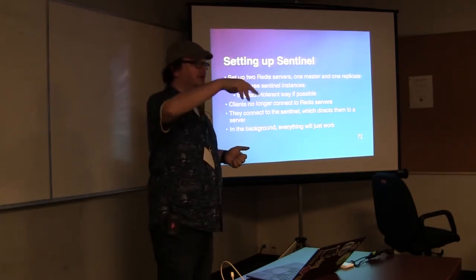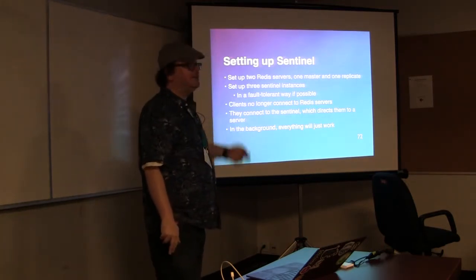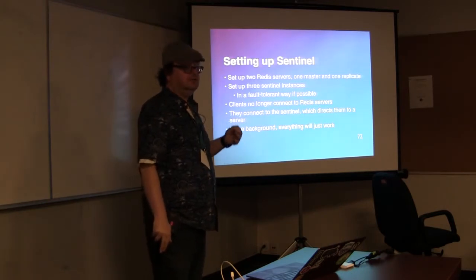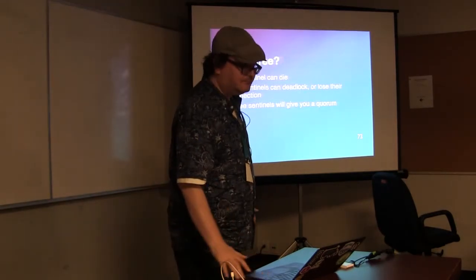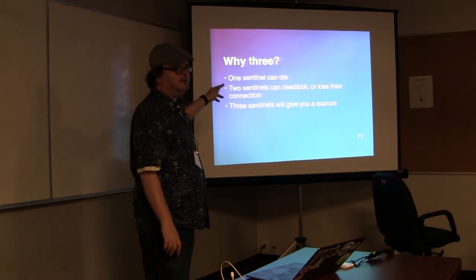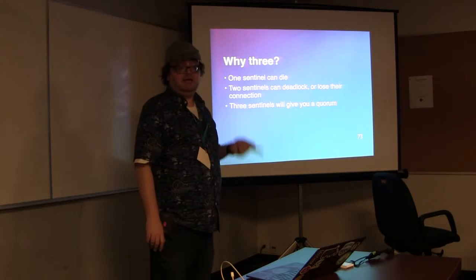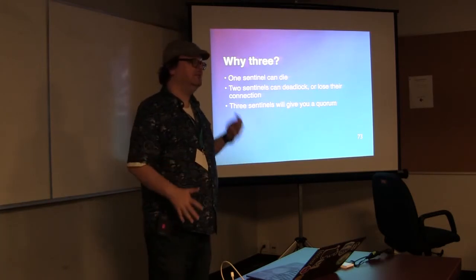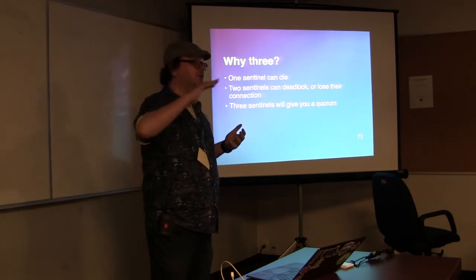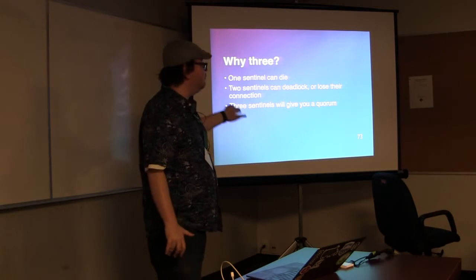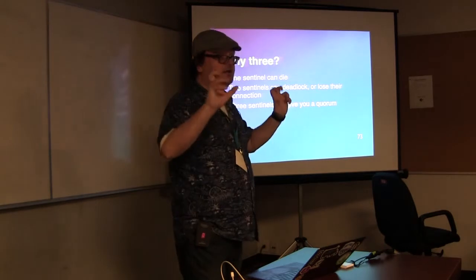That -h argument from the Redis CLI command earlier, you connect to a sentinel, and the sentinel will tell you what server to connect to. In the background, as far as you know as a user, everything will just continue to work. You need three sentinels, by the way, because if you only have one, you don't have high availability anymore. If you have two and they lose their connection, then things will get confused, or one can die, and now you're back to the low availability situation. With three or more, you're guaranteed to have a quorum. It never fails.